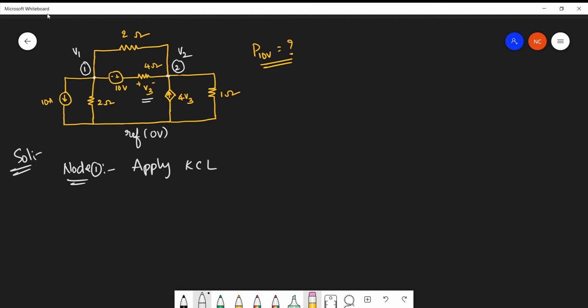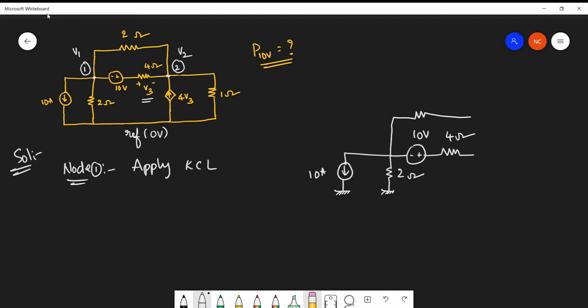Because this is the first problem, I'll explain in detail and later on we'll do it directly on the problem. Consider node 1 and draw only the elements which are connected to node 1. So 2 ohms, here is a source with minus and plus, 10 volts, and this is a 4 ohm resistor, and this is a current source, 10 ampere. And we forgot one more resistor, this is 2 ohm.